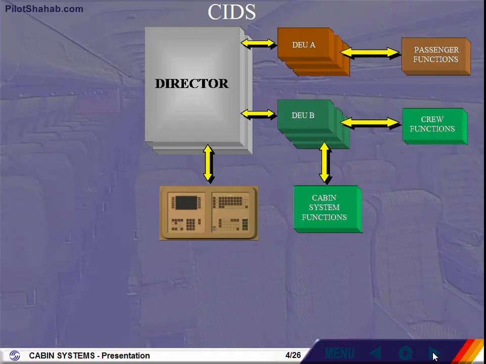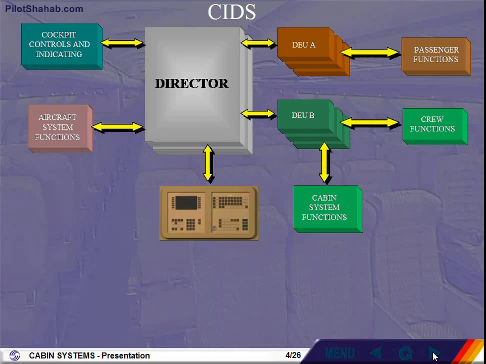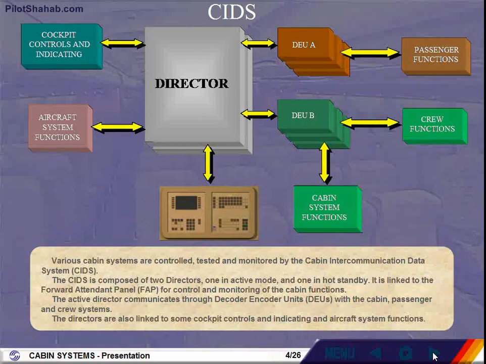The active director communicates through decoder-encoder units, DEUs, with the cabin, passenger, and crew systems. The directors are also linked to some cockpit controls and indicating, and aircraft system functions.